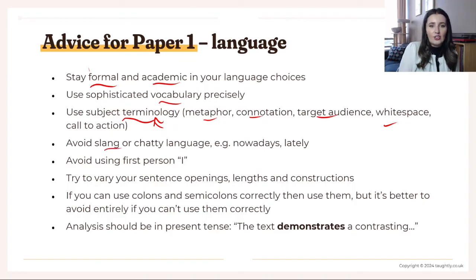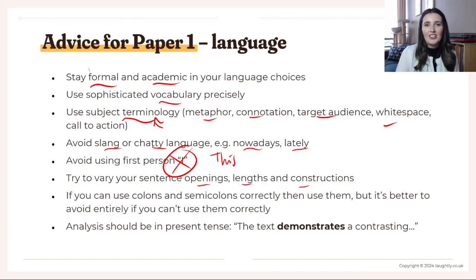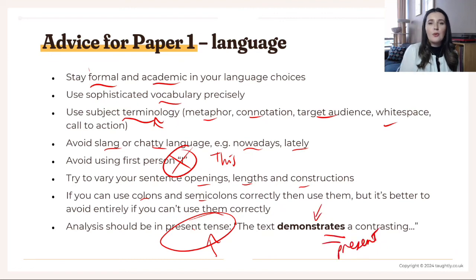Avoid any slang or chatty language like nowadays, lately, many people. And like I said earlier, do avoid first person I. Instead, you should write in passive voice and say, this essay will discuss, rather than my essay will discuss. Try to vary your sentence openings, lengths, and constructions so that your sentences aren't too repetitive. And if you can use colons and semicolons correctly, then use them. But if you can't, then it's better to not use them at all than to use them incorrectly. And don't forget that any analysis should be in present tense, like the text demonstrates a contrast. Here we are in present tense. So whenever you analyse a text in paper 1 or paper 2, always use present tense for that.